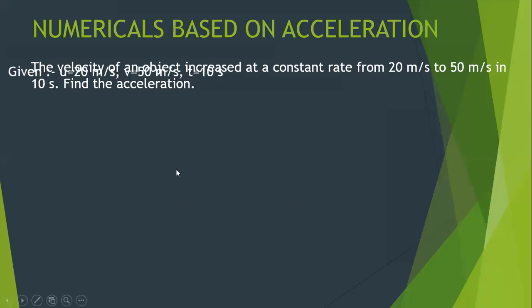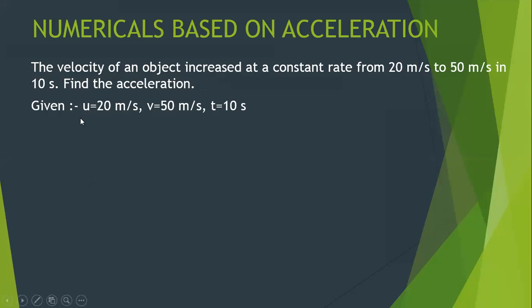So what is given? Initial velocity is given. How much is the initial velocity? 20 meter per second. What's the final velocity? 50 meter per second, because it's increasing from 20 to 50. So my u is 20, v is 50. And how much is the time? Time is 10. So it's a very simple substitution.